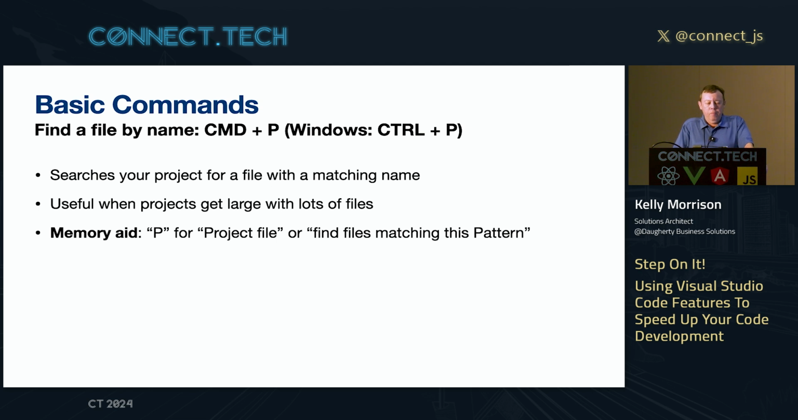Okay, next one, trying to find a file by name. This is when you remember, you've got a file out there called index.js, and you don't remember where it is. So what you can do is type Command-P or on Windows Control-P. It'll bring up a search box, and you start typing in part of the file name, and it'll show you matches. So that's an easy one.